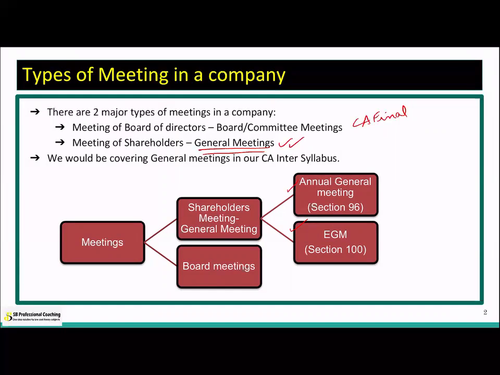Annual general meeting is covered under section 96, whereas extraordinary general meeting is covered under section 100. In today's session, we would be covering section 96, and in the next session, we would be covering section 100. So the shareholders meetings are of two types: annual general meeting and extraordinary general meeting. I hope you have understood both these types of meetings.